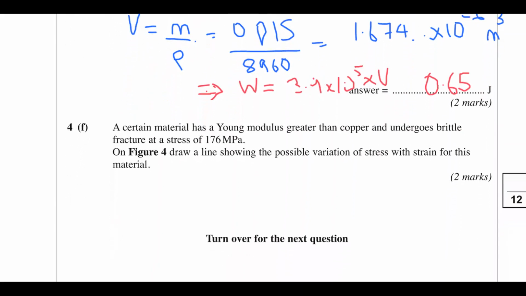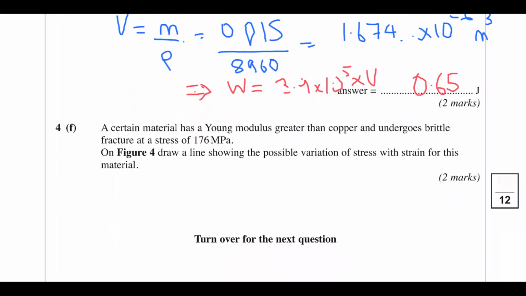Okay, so then a certain material has a Young modulus greater than copper and undergoes brittle fracture at stress of 176. Draw a line showing the possible variation. So if it's brittle, you're not going to have a plastic region, so you're just going to see a straight line graph. So I can't show you this, so I'll just write what I would do. So it's a straight line graph, and it's going to fracture at a stress of 176 megapascals.